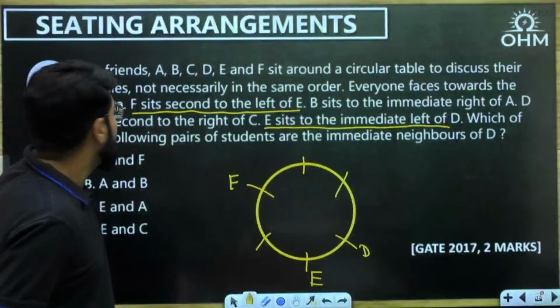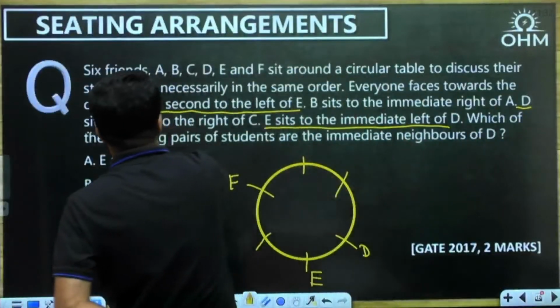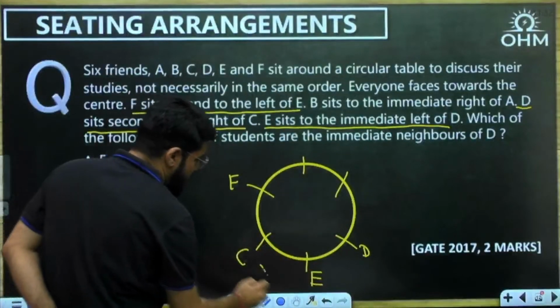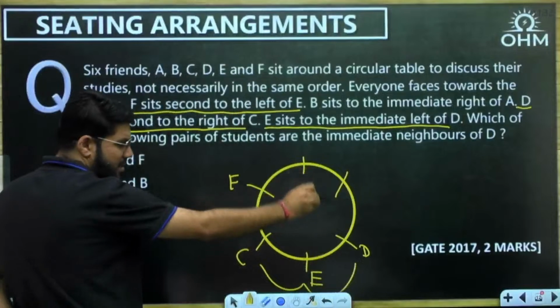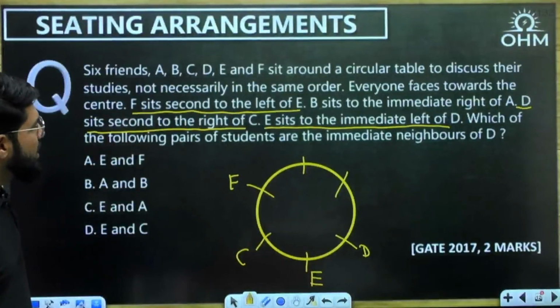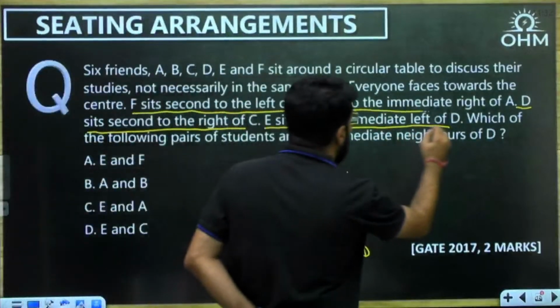Now D is got, and because D is obtained, I have one more statement for D. D sits second to the right of C. Okay, this is C. The first right, second right. This is right direction. D is second to the right of C. So we got C also. Now only two places are left, which is for B and A.